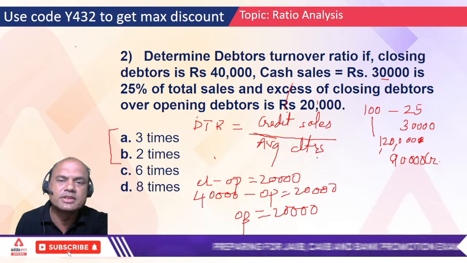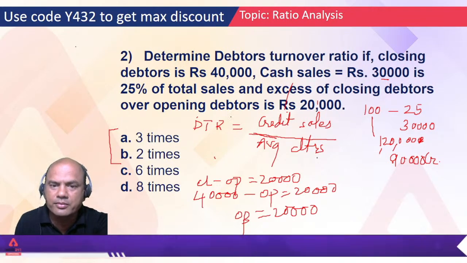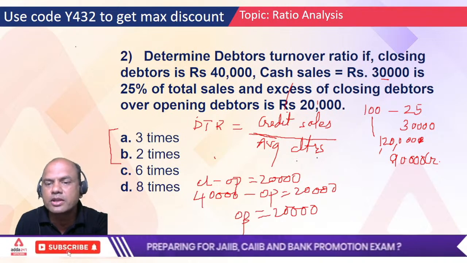Quite simple one. See this, what is given? Debtor turnover ratio we have to find out. What is the formula for debtor turnover ratio? Credit sales upon average debtors. Remember, credit sales upon average debtors.